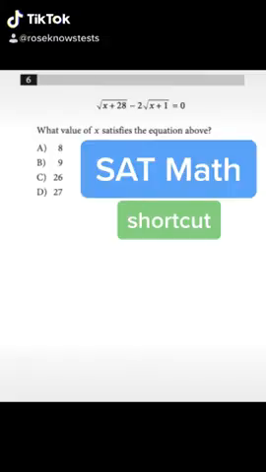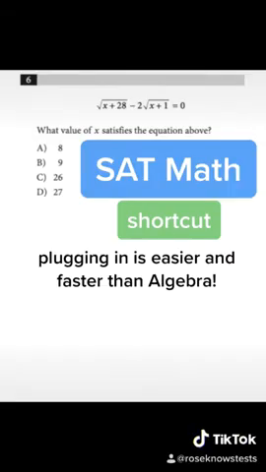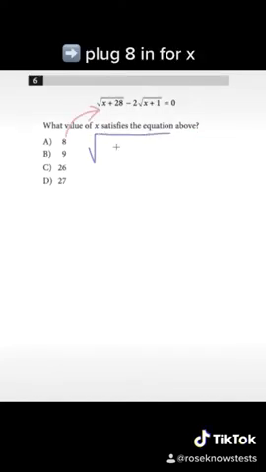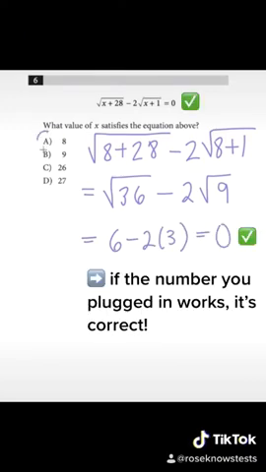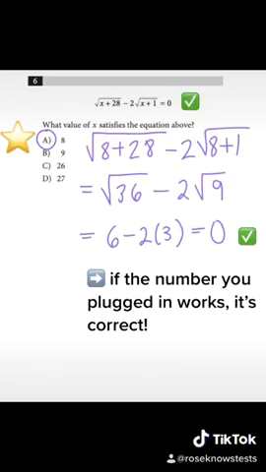Sometimes it's easier and faster to plug in the answers than to solve with algebra. Let's test out 8, which is answer choice A. We get root 8 plus 28 minus 2 times root 8 plus 1, which is root 36 minus 2 root 9. This simplifies to 6 minus 2 times 3, which is 0, and that was the correct answer. Wasn't that easier than algebra?